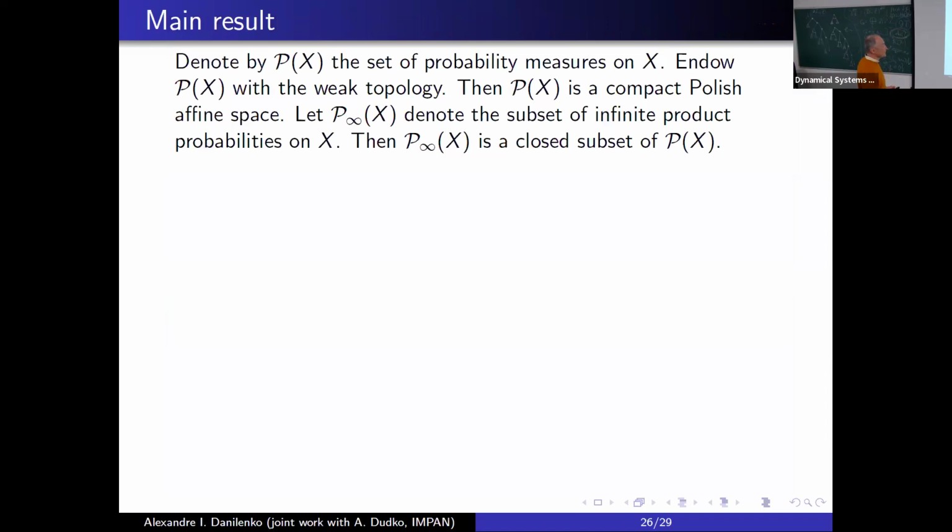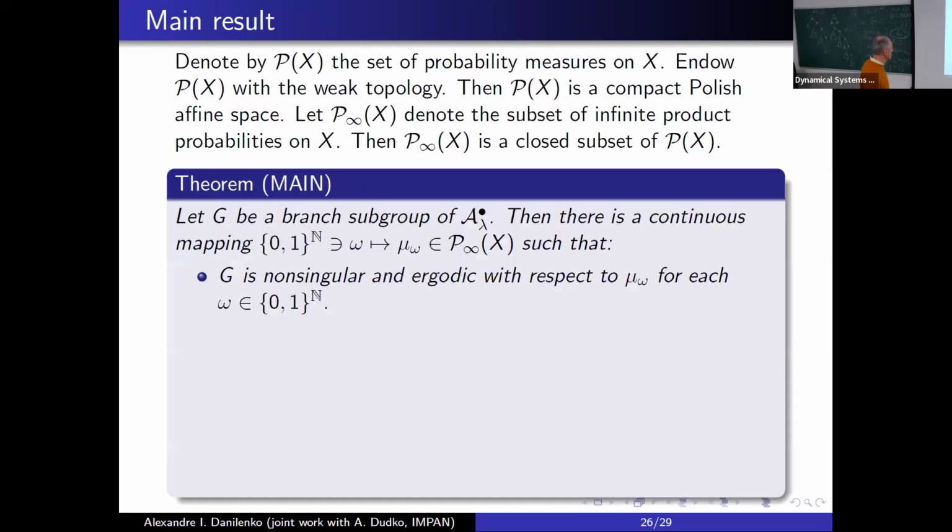And now we can formulate the main result. Denote by P(X) the set of probability measures on X, and consider this space with the weak topology. Then it's a compact Polish affine space. Denote by P_infinity the subset of infinite product probabilities. Then it's a closed subset in P.